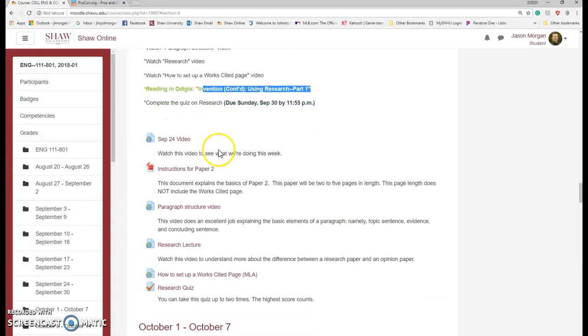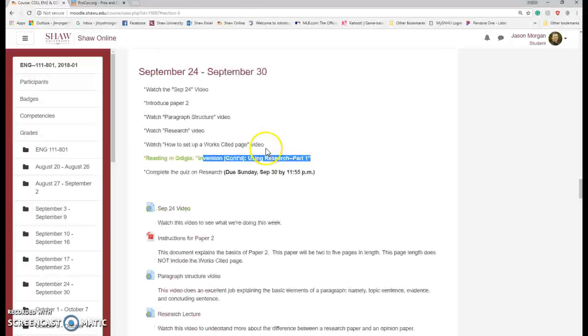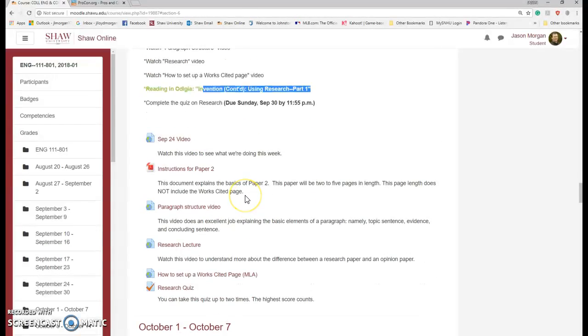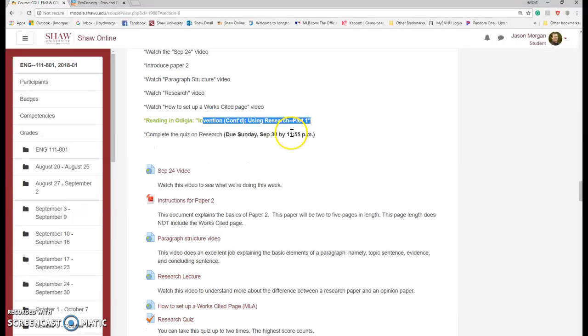So for this week, we're just introducing paper 2. You're going to start to figure out what you're going to write about. You need to understand how to do your research. So I'm giving you a little bit of a break because you finished writing a paper. You're going to start doing some research for this paper. And for this week, we only have a research quiz, and that is due by September 30th. So there you go. That's it.